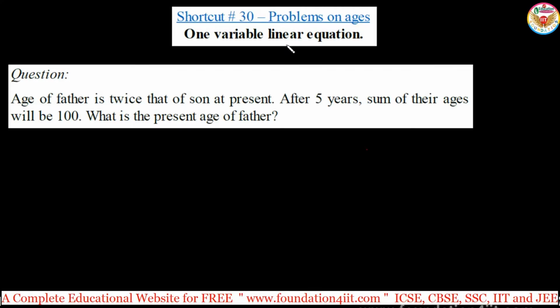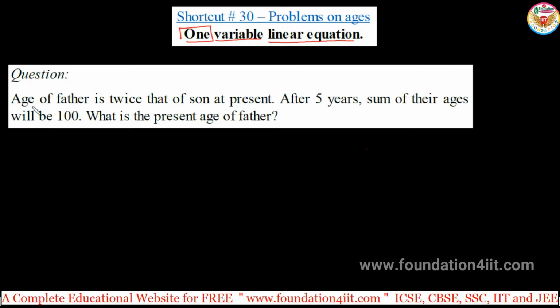Problems on ages. In this type of questions, the concept is a one-variable linear equation. Instead of two variables like x and y, we take only a single variable, and that is the linear equation. In a linear equation, the highest power is 1. Next we will see the quadratic shortcut. So this is a one-variable linear equation, and we can apply the concept straight away, with no need of any separate formulas.